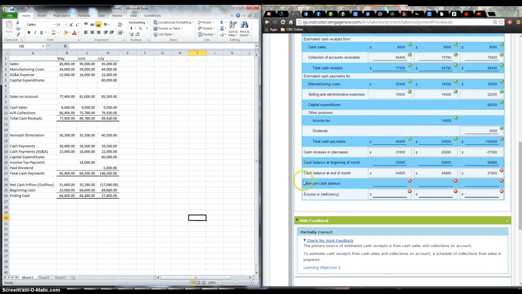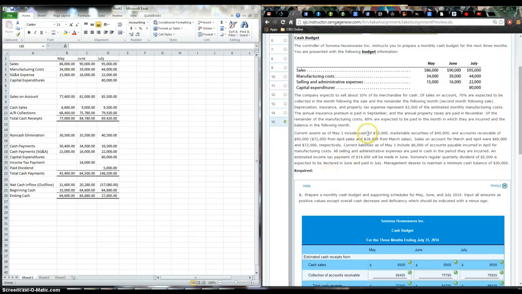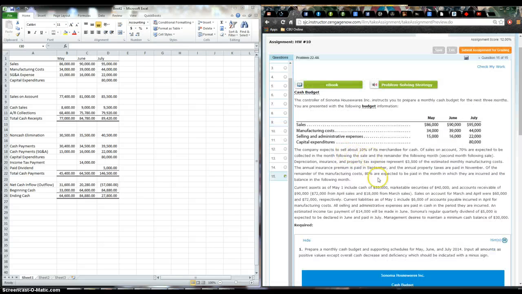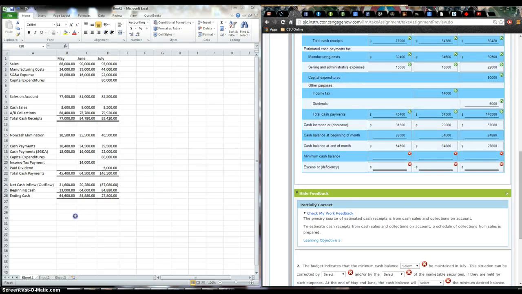Remember, our minimum cash balance, I believe that they want is, where did it say? Well, we desire to maintain a minimum cash balance of $30,000. So if we put minimum cash balance, that should be 30,000 across the board in Cengage. I missed a zero there. So then 30,000.